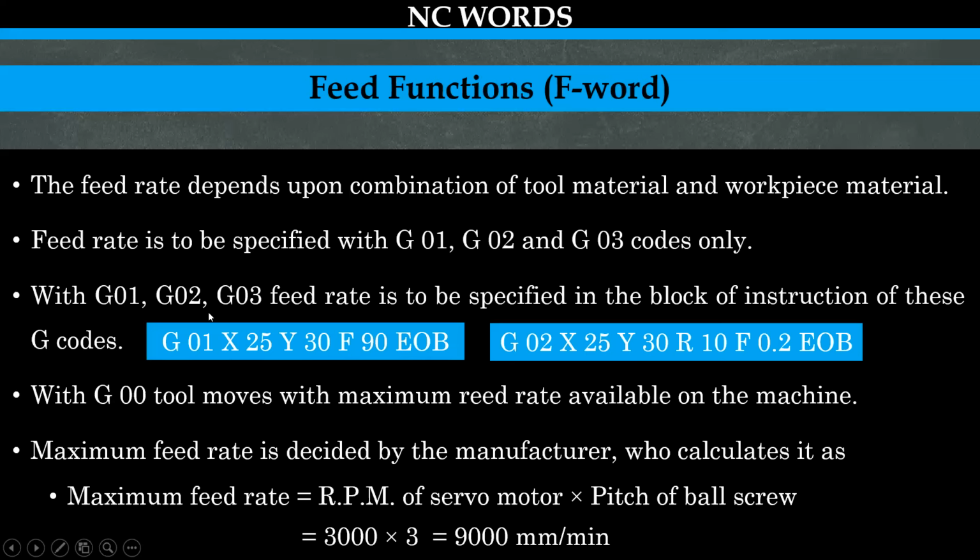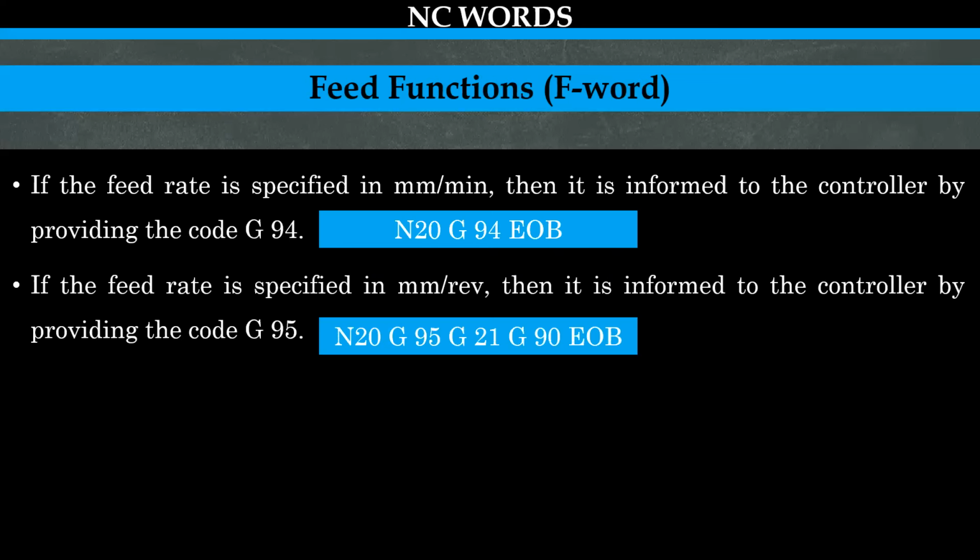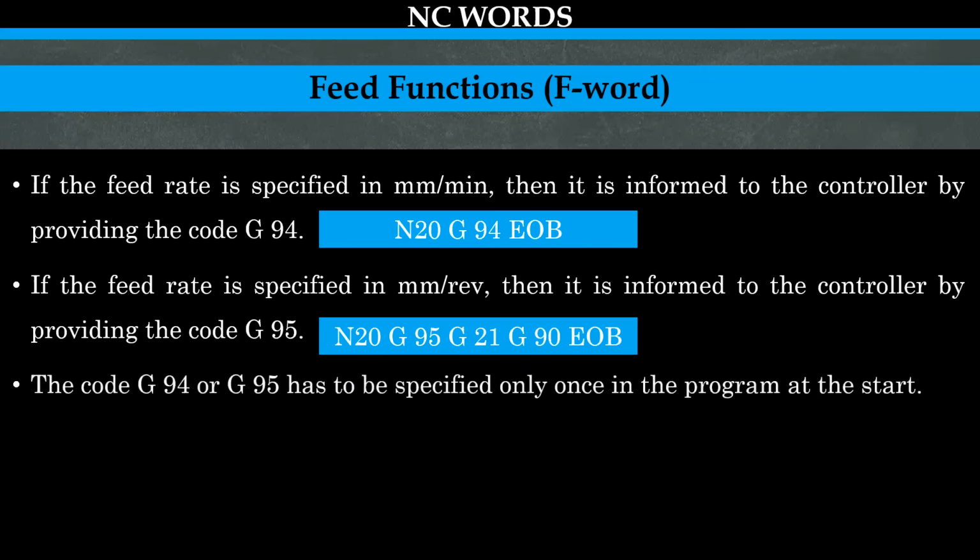If the feed rate is specified in mm per minute, then it is informed to the controller by providing the code G94, which is generally specified in the first few blocks of the instructions. If the feed rate is specified in mm per revolution, then it is informed to the controller by providing the code G95. This code is also provided generally in the initial blocks of the program. The code G94 or G95 has to be specified only once in the program and does not have to be repeated again and again.